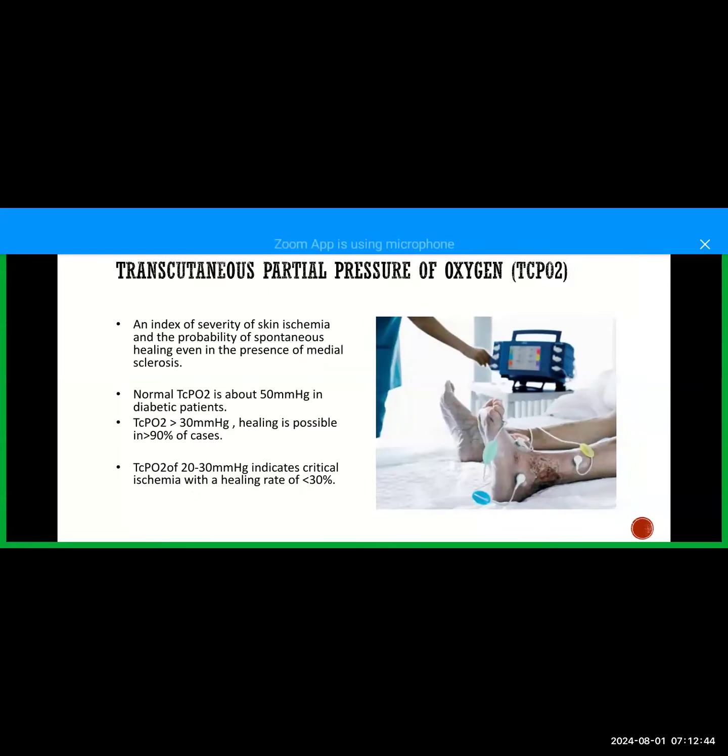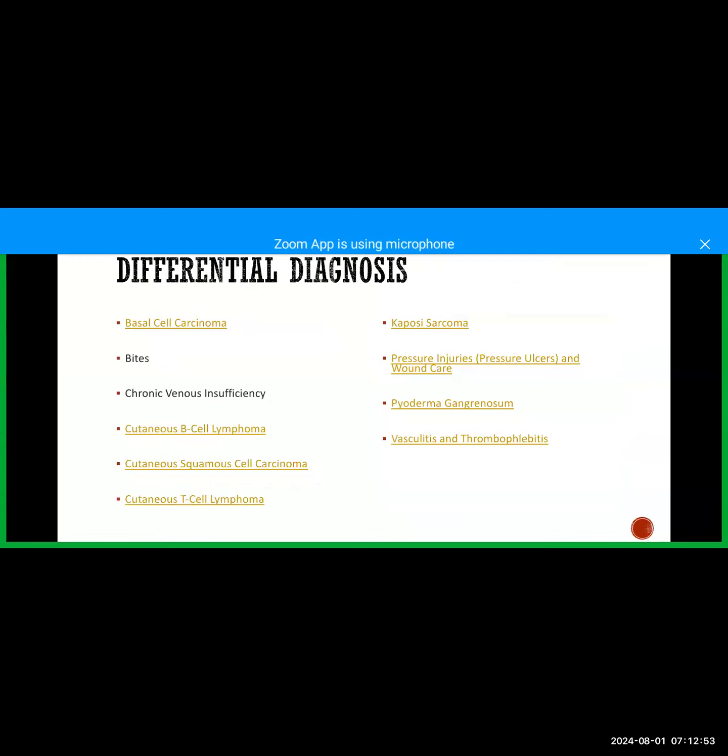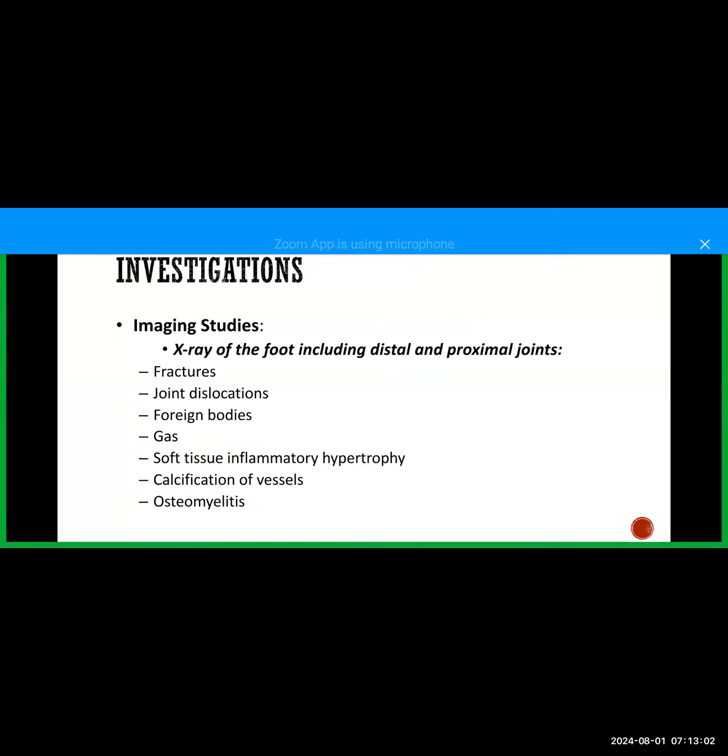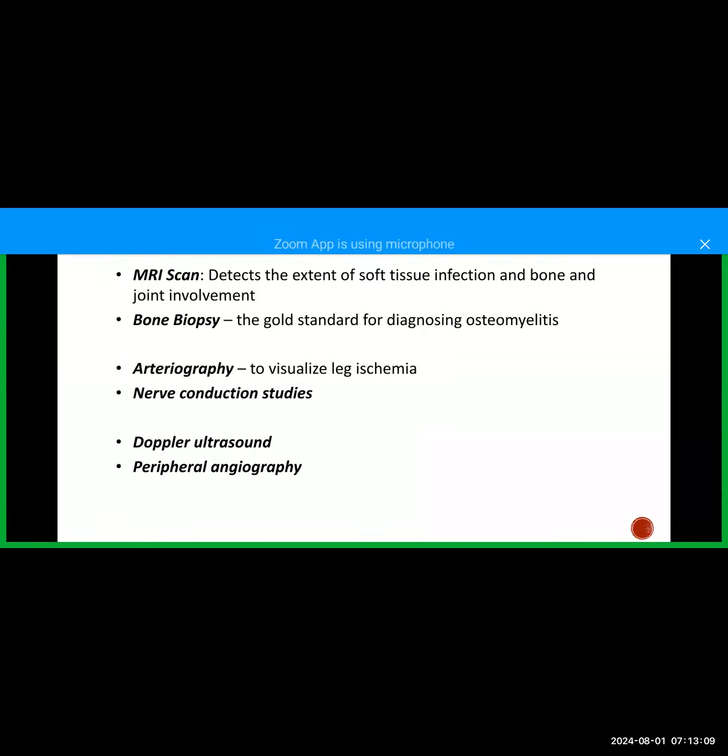Also transcutaneous partial pressure of oxygen examination of the foot to determine the patients that would likely heal spontaneously. These are differential diagnoses, which include basal cell carcinoma, pyoderma gangrenosum, and Kaposi sarcoma. On investigation, I want to do an X-ray of the foot, including the distal and proximal joints. Magnetic resonance scan also can be done, but bone biopsy is the gold standard for diagnosing osteomyelitis.